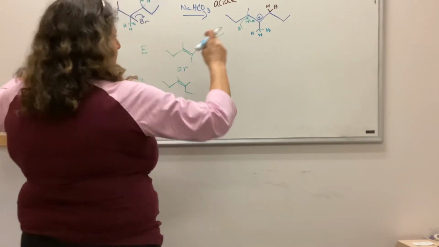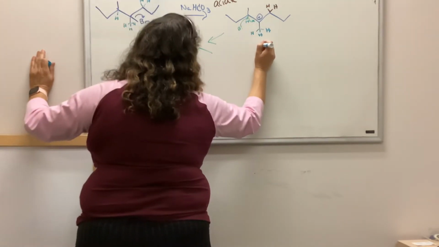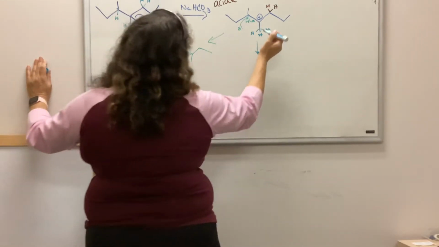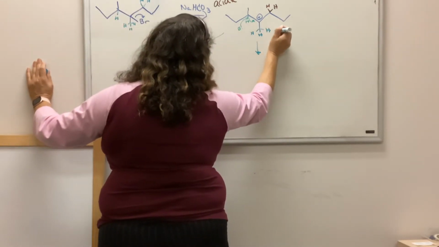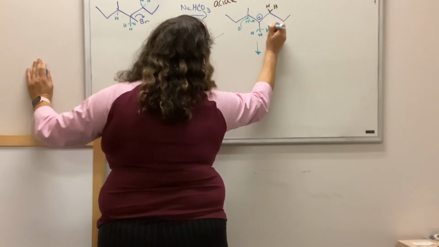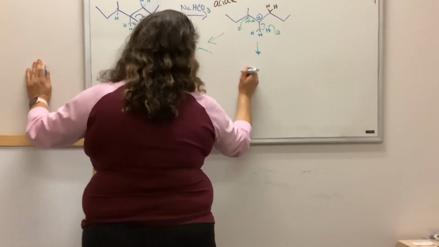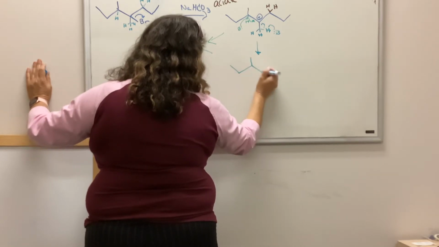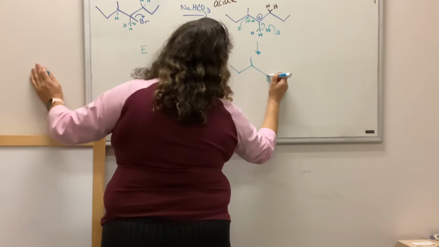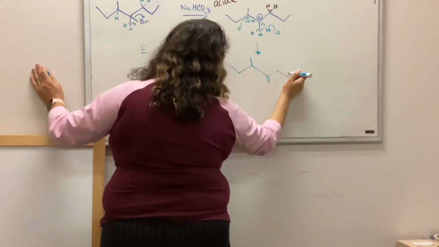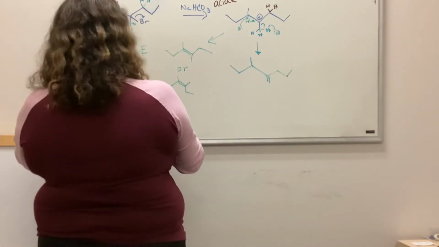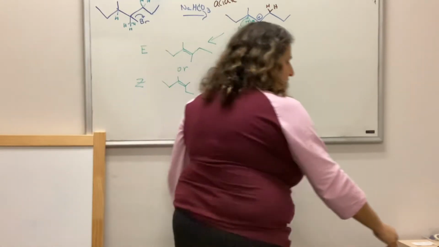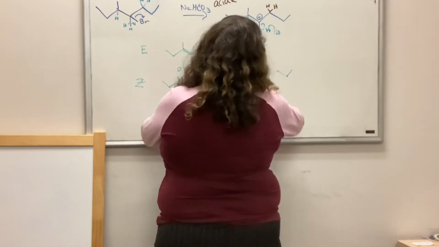For this methyl group, I can take off any one of these hydrogens. It will basically be the same thing. The base comes in and I get a double bond. For the hydrogens, we'll do it on this side.